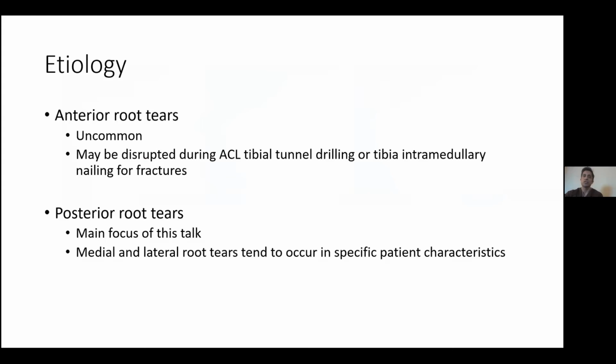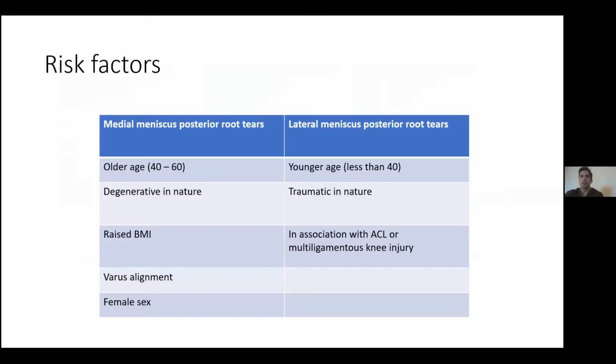The medial and lateral root tears tend to occur in specific patient populations. This table shows the difference between the medial and the lateral root tears. The medial root tears tend to occur mostly in the older generation, 40 to 60 years old. They tend to be degenerative in nature, tend to have a higher BMI with a varus alignment in their lower limbs, and also occur more commonly in females.